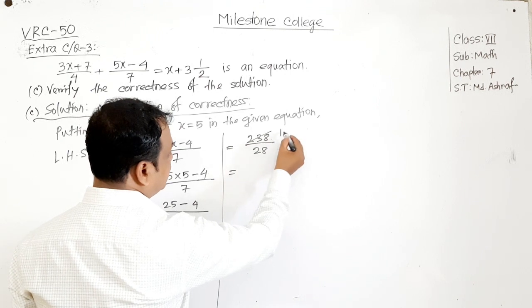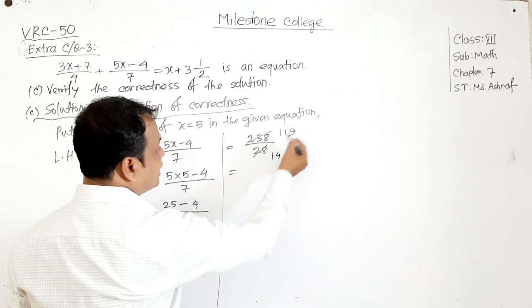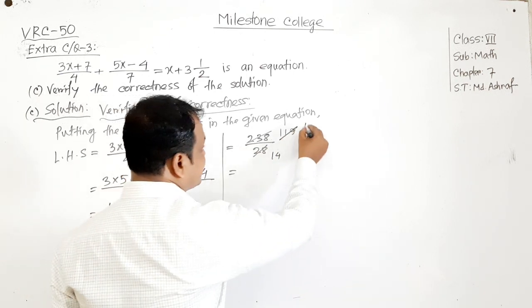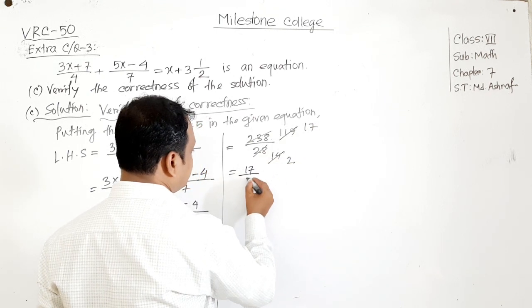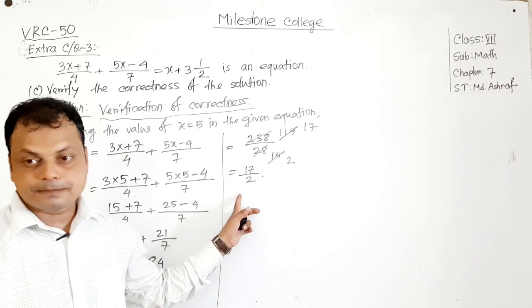We'll get here 119 and we'll get here 14. Then 119 and 14 both will be divisible by 7. Then how do you get here? We'll get here 17, we'll get here 2. Then how do you get 17 by 2? 17 by 2. So this is the value of the left hand side.